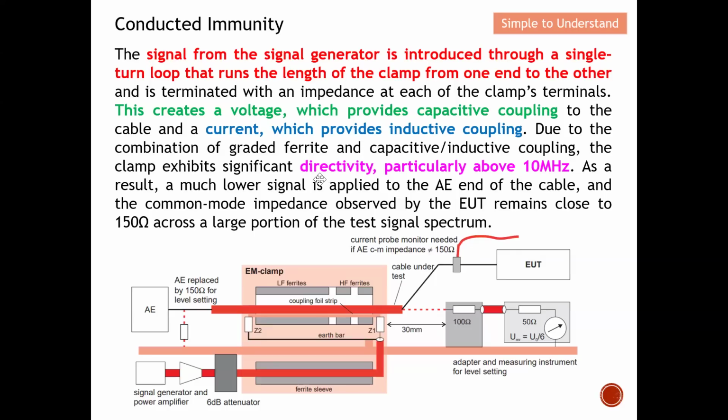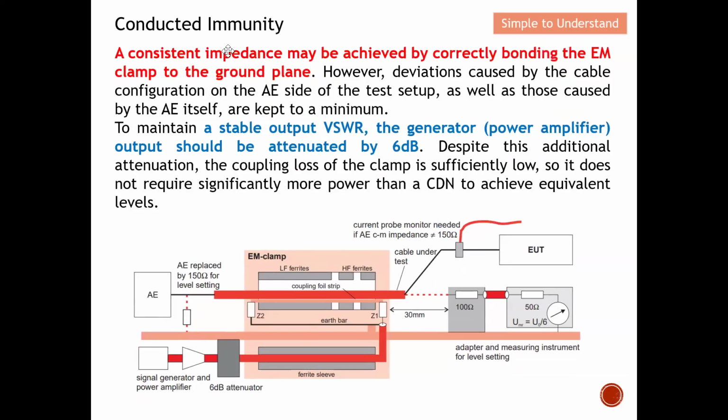So this is actually very directive, especially true when the frequency is more than 10 megahertz. As a result, a much lower signal is actually applied to the AE end of the cable, and the common mode impedance observed by the EUT remains close to 150 ohm across a large portion of the test signal spectrum. So this is the meaning here. The majority of the signal, I actually want to move towards the EUT rather than to the AE. A consistent impedance may be achieved when we correctly bond the EM clamp to the ground plane.